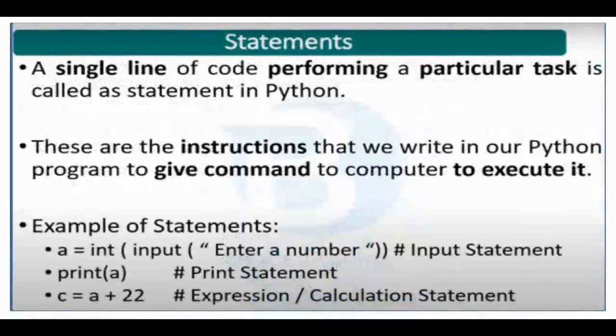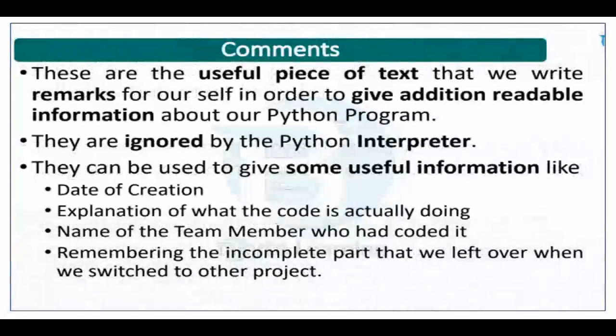Next, statements are single lines which perform a particular task; they are all the instructions, such as print and input, that you write one by one in a Python program. For example, if I write print hello, then this is a print statement. If I write C is equal to A plus B, then it is a mathematical calculation statement or expression. And if I write A is equal to input, then it is an input statement. So whatever statements you write in a program line by line are known as statements, and they perform some particular task in Python programming.